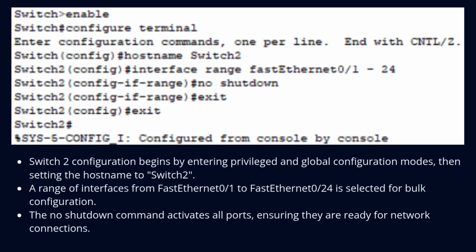Switch 2 configuration begins by entering privileged and global configuration modes, then setting the hostname to switch 2. A range of interfaces from FastEthernet 0/1 to FastEthernet 0/24 is selected for bulk configuration, and the no shutdown command activates all ports, ensuring they are ready for network connection.